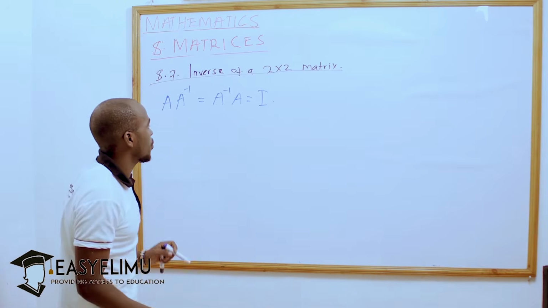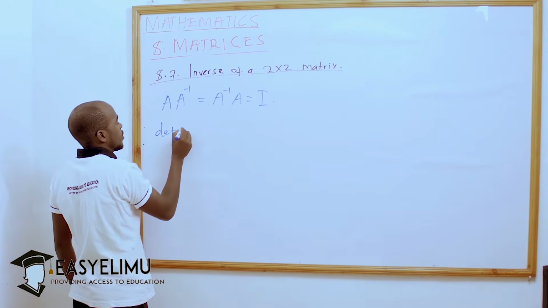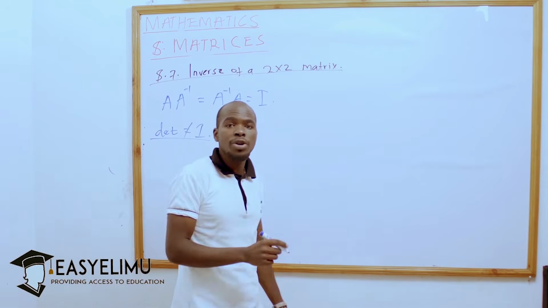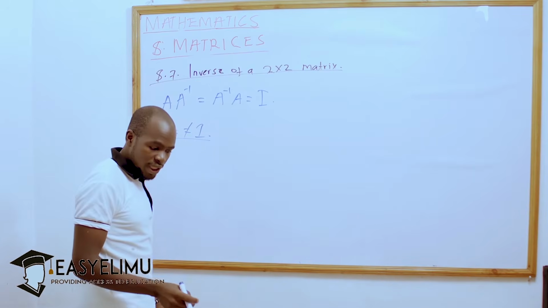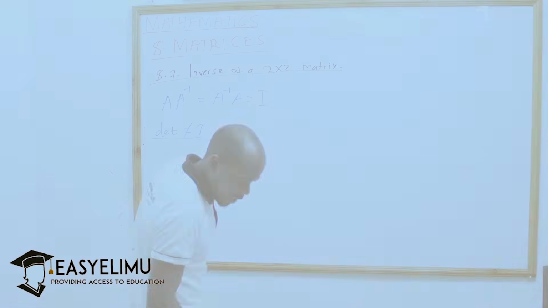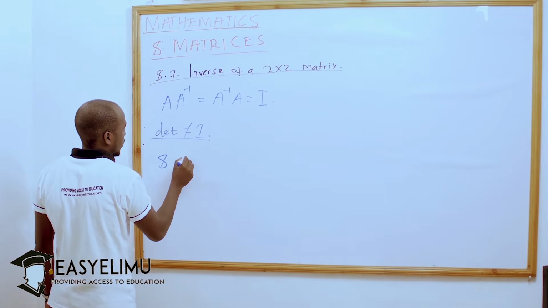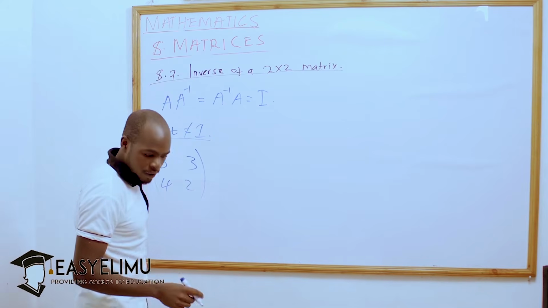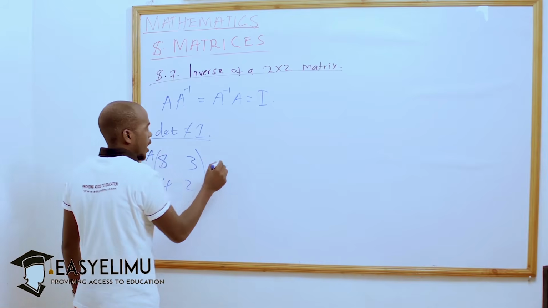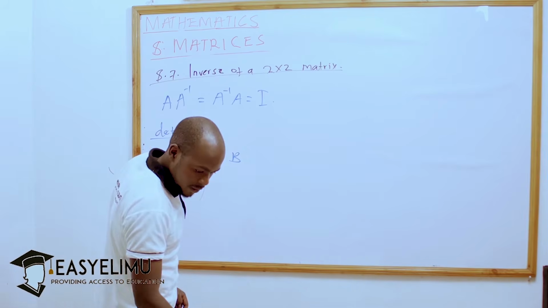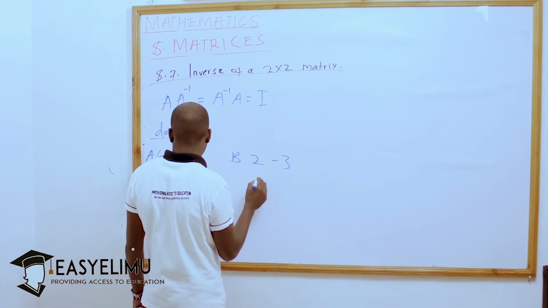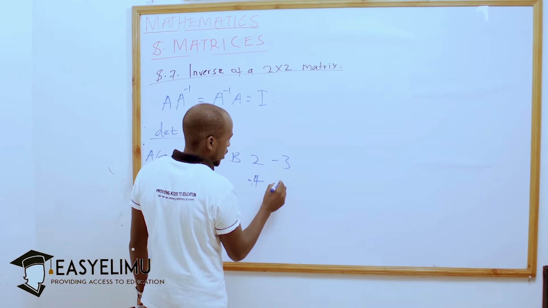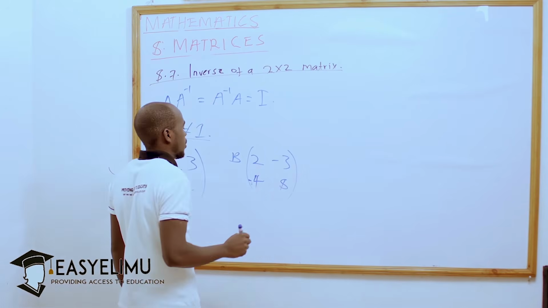Now let's consider a case whereby the determinant is not equal to 1. Let's see what we shall find out. Here we are going to consider another kind of matrix. A is 8, 3, 4, 2, that is 8, 3, 4, 2. And B is another one, which is 2, negative 3, negative 4, 8. This is for B.